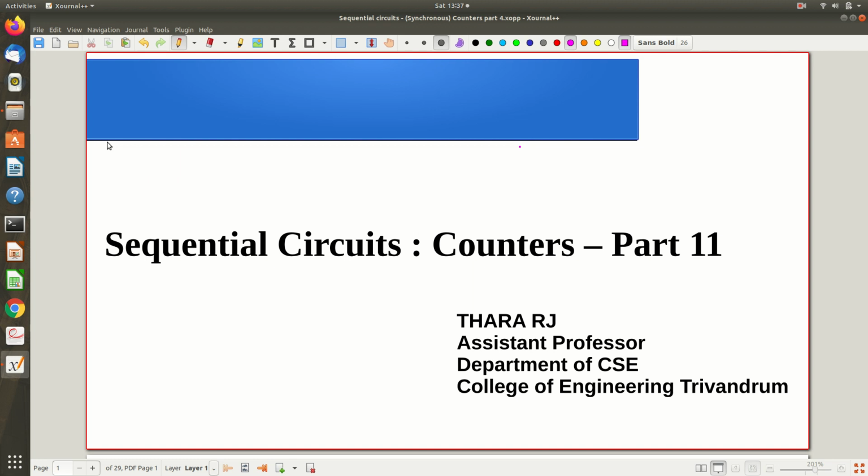So in part 10 we saw the implementation of something called a binary up counter, the general way we can implement any n-bit up counter without depending on the state table. That state table based implementation is what we saw in part 9, and then we generalized it to any case. I hope you remember, because that understanding is needed to understand this.